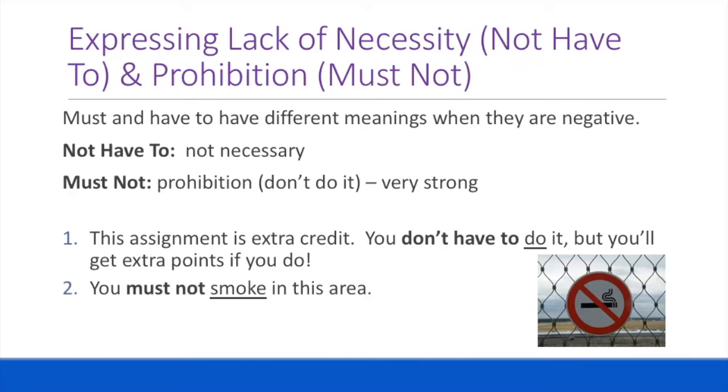You must not smoke in this area. Now, must not means prohibition. That means it's prohibited. In other words, don't do it. So if you see this kind of sign, it means no smoking, right? That means smoking is prohibited. You must not smoke in this area.